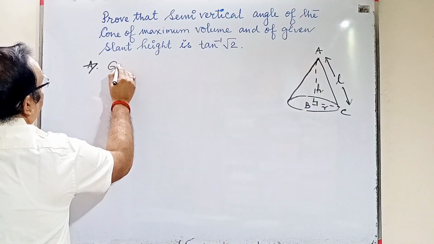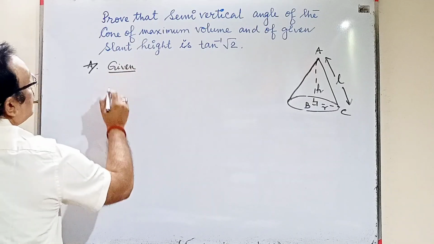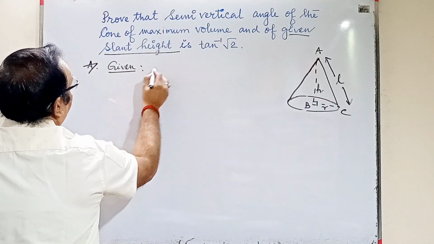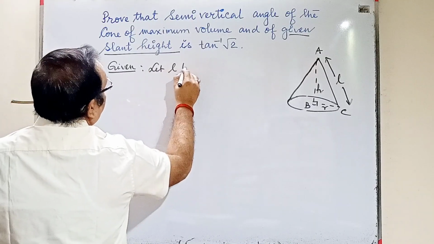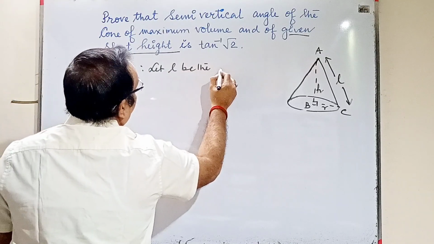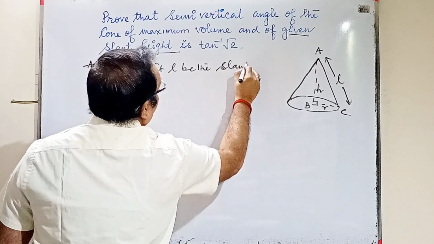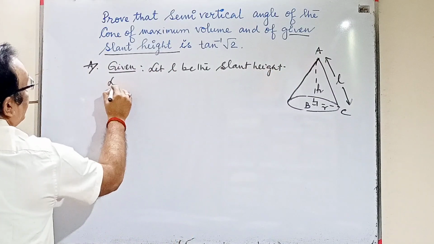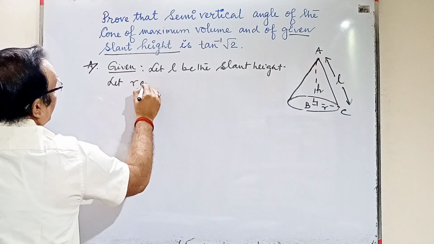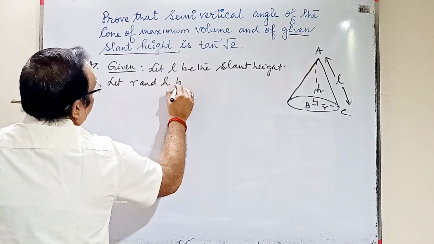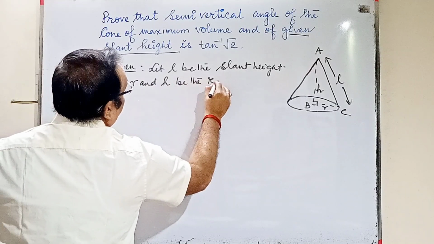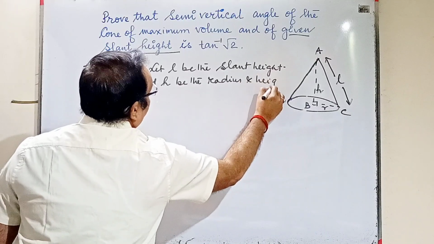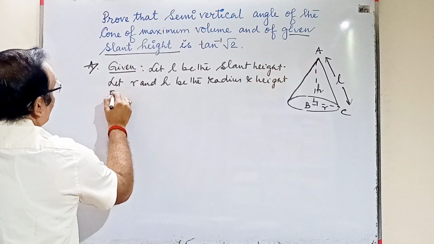So what is given? Given slant height. So let L be the slant height. So slant height is given. Let R and H be the radius and height of the cone.